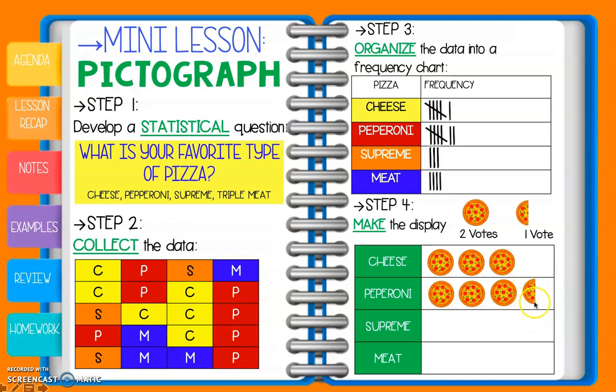For supreme pizza, we had 3. So we need to draw a whole pizza because that represents 2, and then 1 half of a pizza because that represents another 1. So that's 2 and 3. And then meat is our last one, our triple meat, and it is 4 people. So we have 2, 4, where we draw 2 whole pizzas, and then that's our pictograph.